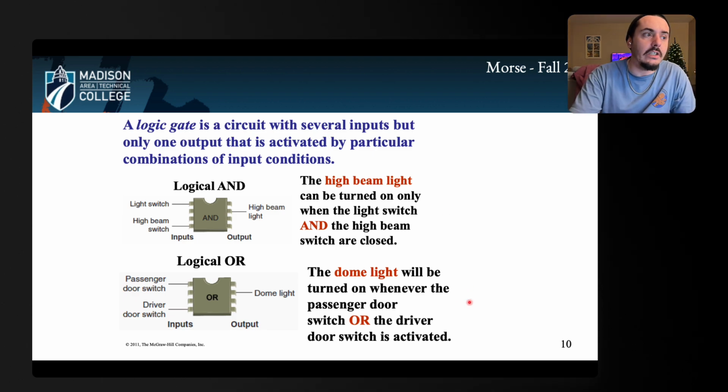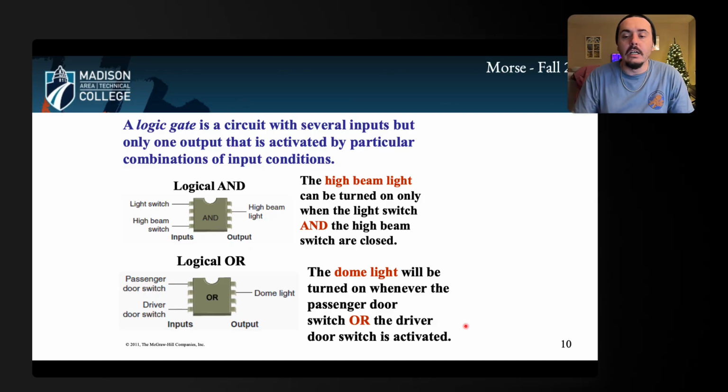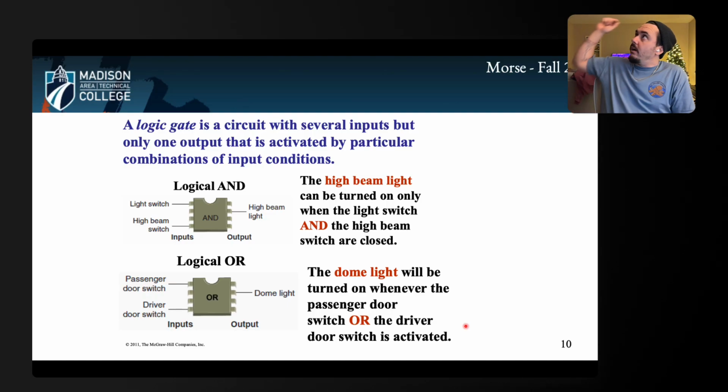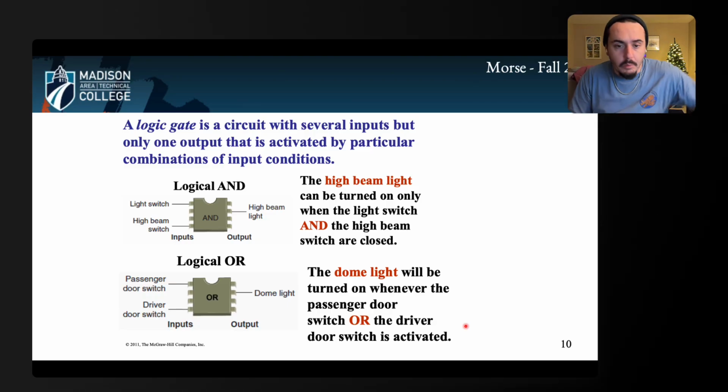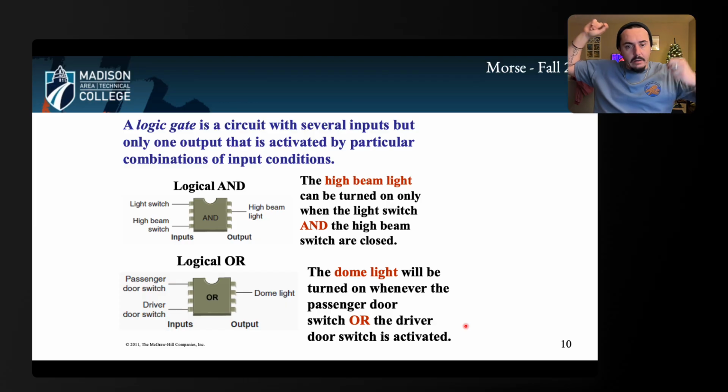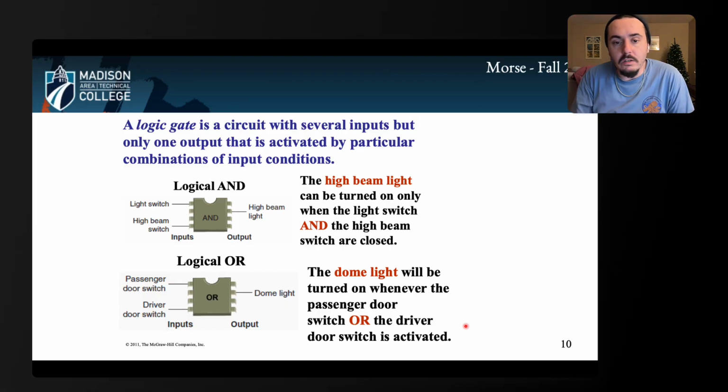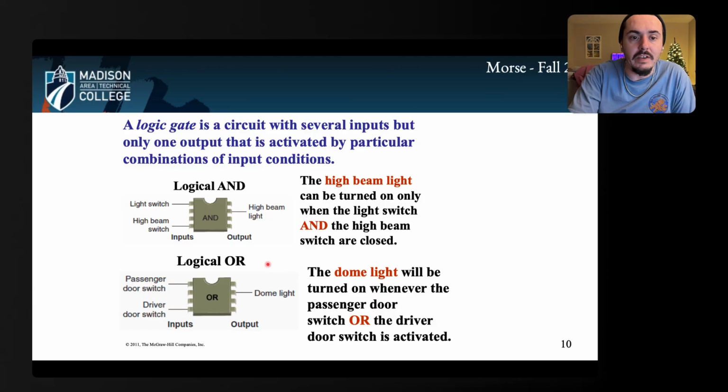The next one down here is an OR. It's the dome light in your car. The dome light in your car turns on either if I open the door or if I hit the switch on the top of the car. Or both, it doesn't matter. Just one of those things has to be activated in order for the dome light to go on. This is an example of an OR logic gate.